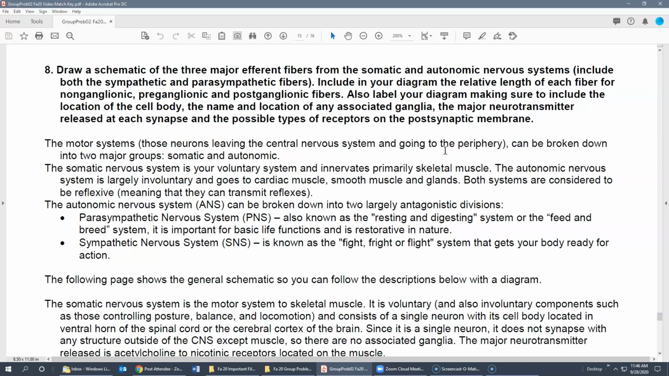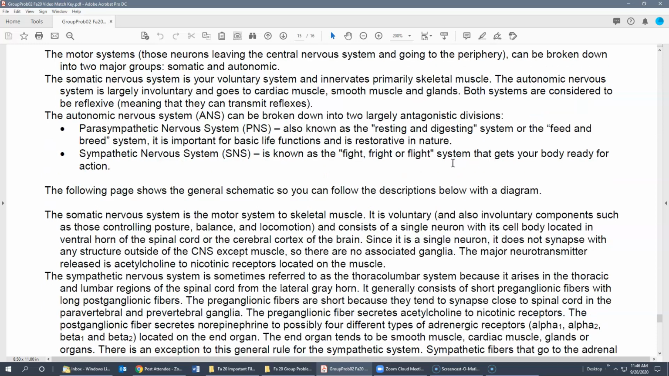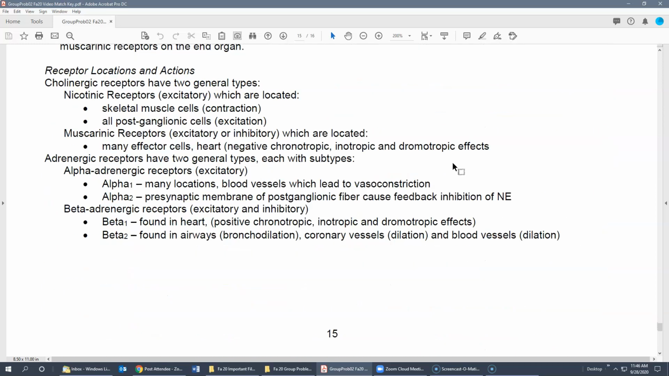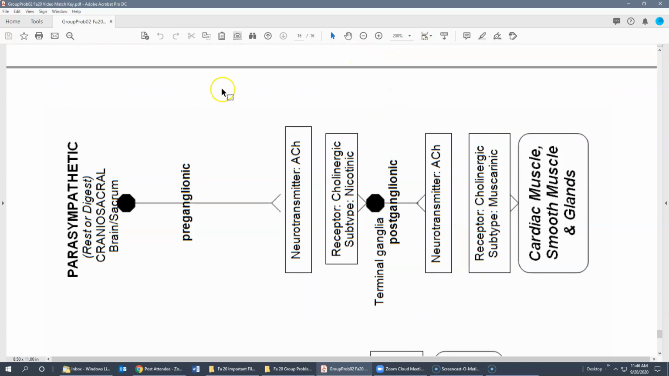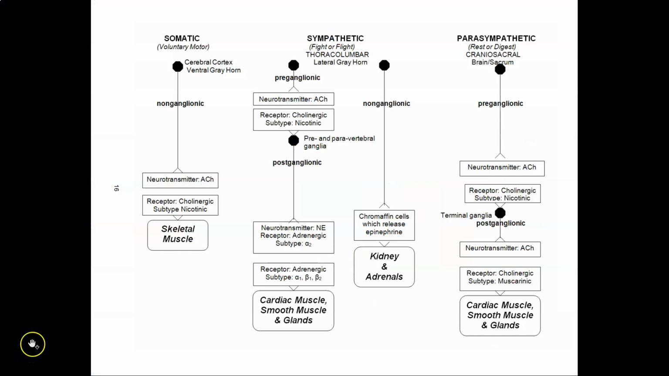And for number 8, it asks for the schematic of the efferent fiber system. So that's comparing the somatic and autonomic nervous system. Basically, what we want to do is include the sympathetic, parasympathetic, and somatic. So this is a written description of it, but I think really this is the best way to look at it. Okay, so I've displayed the schematic and made it so that you can easily see it, so we can go through the major points to it and get that done.